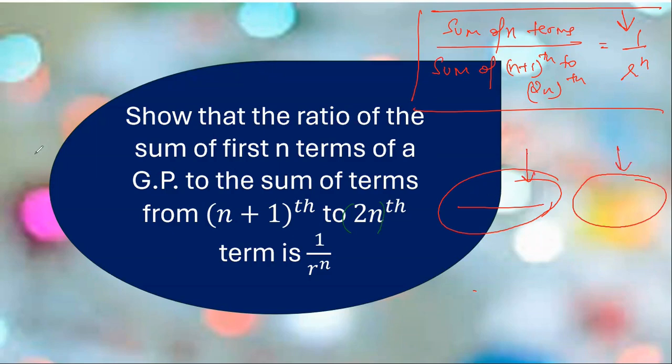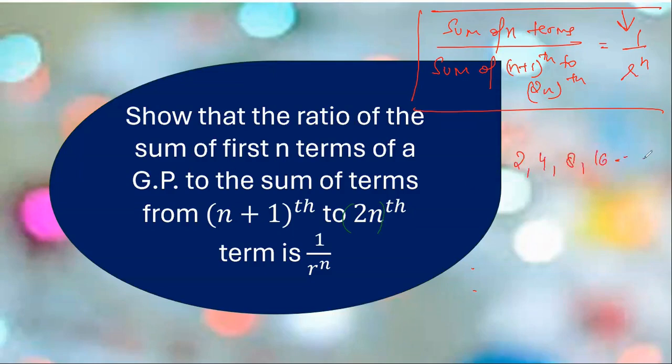First of all, understand what a GP is. A GP is a sequence in which you have a common ratio. Suppose I say 2, 4, 8, 16 and so on. This is a GP because if I divide two consecutive terms, the second term over the first term, 4 over 2, you get 2. When you divide the next two terms, 8 by 4, you get 2. When you divide 16 by 8, you get 2. Here the quotient is coming the same. So this is the common ratio, and that is a GP.